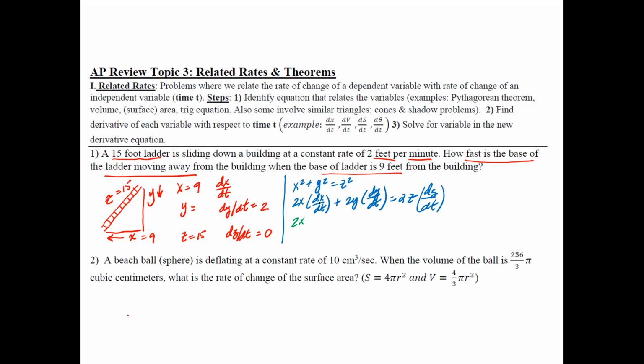Now you know that x is going to be 9, so we have 2 times 9 dx over dt plus 2y dy over dt, where dy over dt is 2, equals 2 times 15 dz over dt, which is 0.